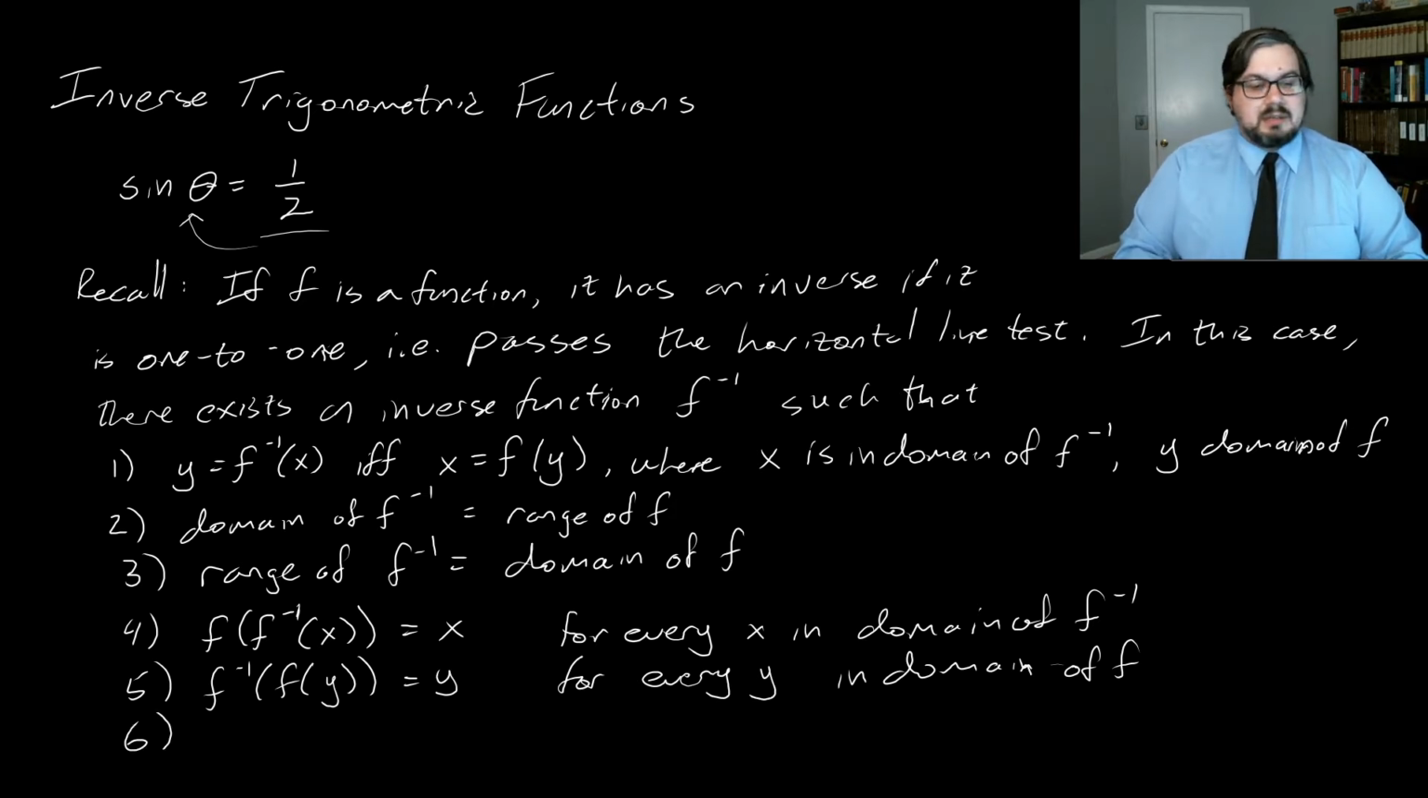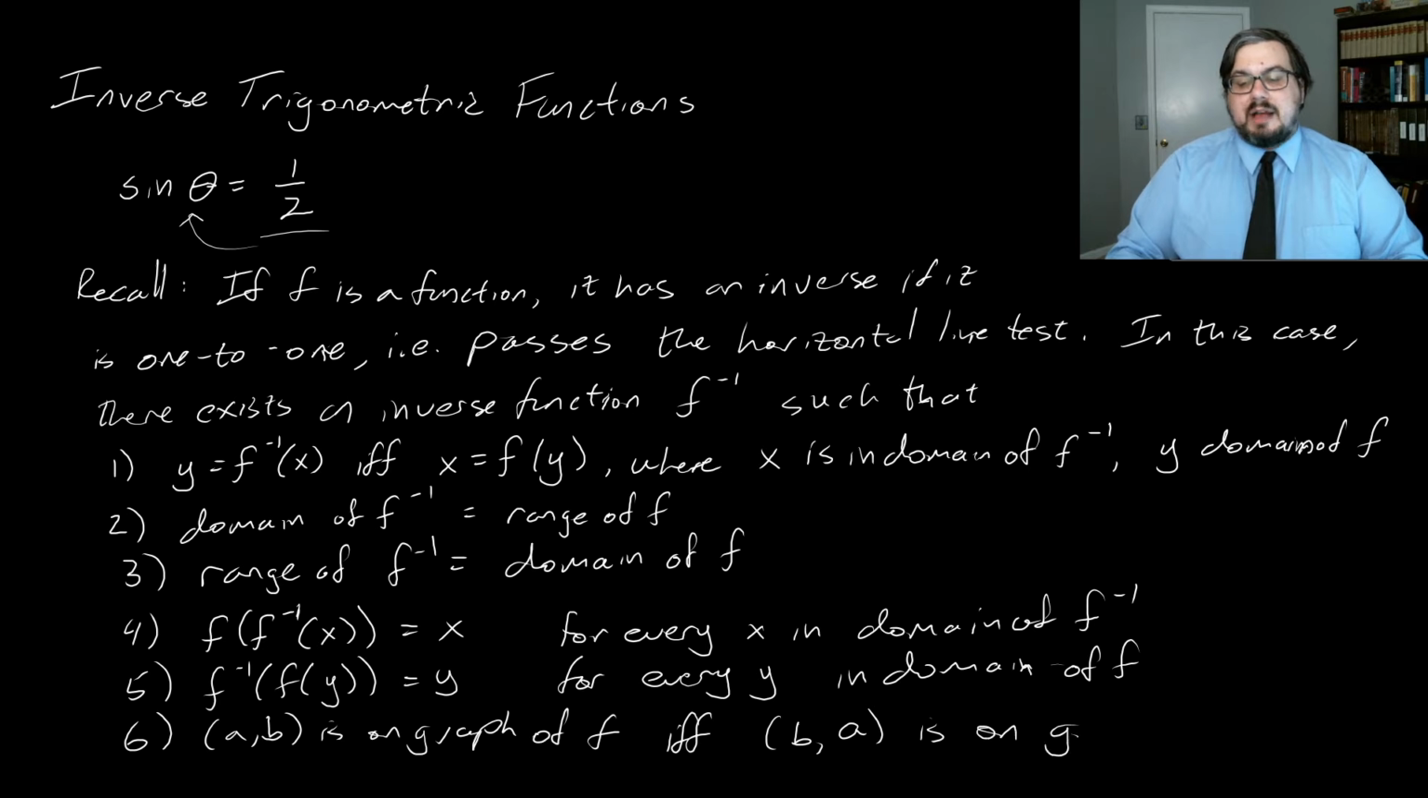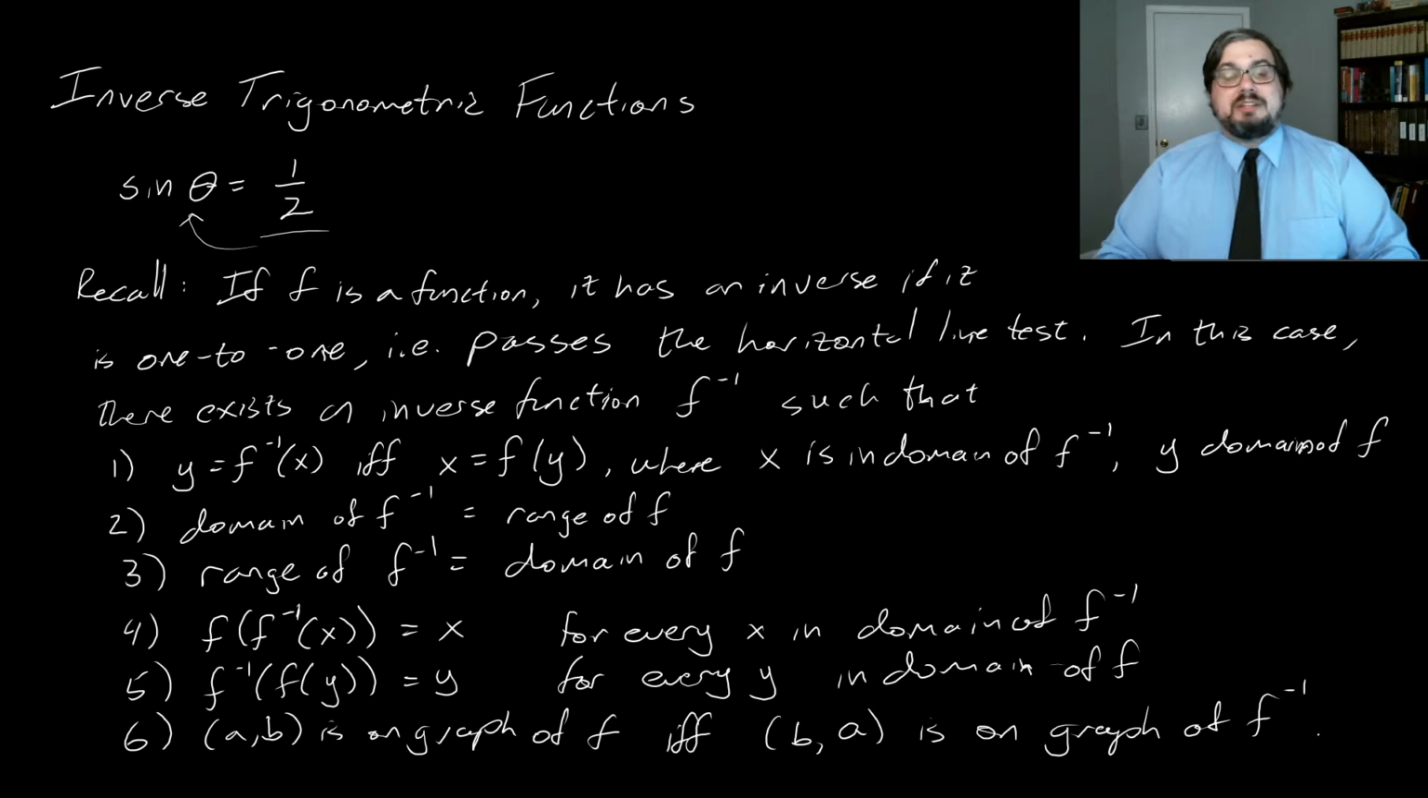Number 6, the point A comma B is on the graph of f if and only if the point B comma A is on the graph of f inverse. And this is really just restating property 1, because the point A, B is on the graph of f if and only if f of A equals B, which happens if and only if f inverse of B equals A, but that's exactly the same as saying that the point B comma A is on the graph of f inverse.